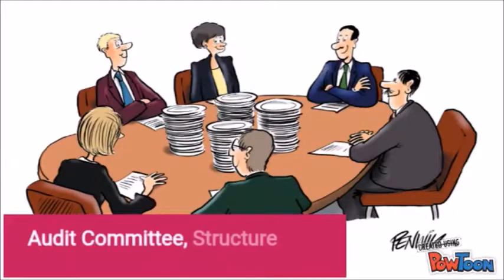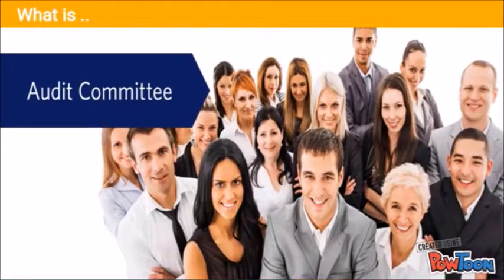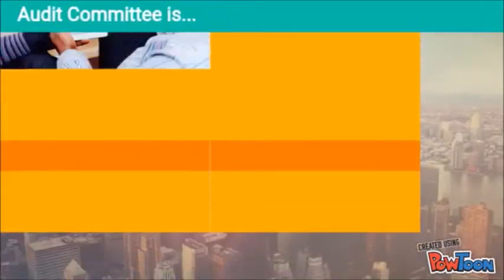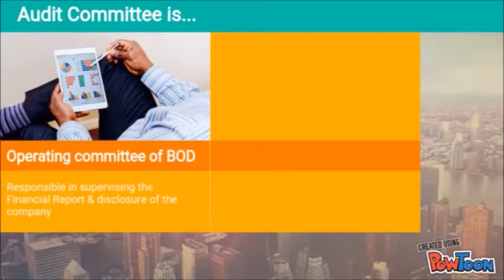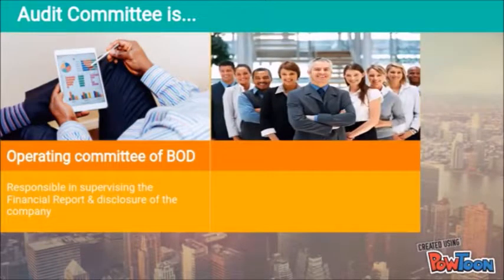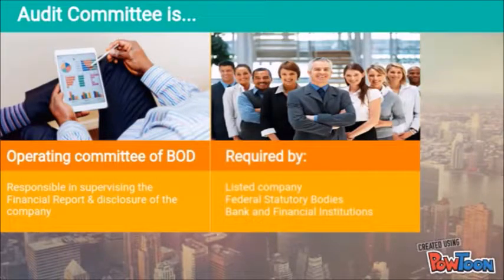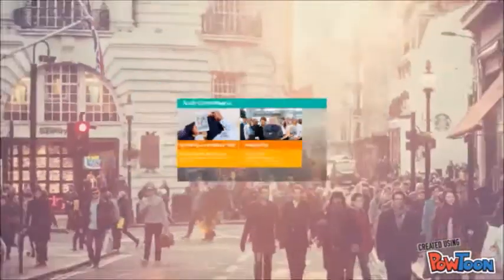Next we move on to the Audit Committee, its structure and roles. First, do you know what an Audit Committee is? An Audit Committee is an operating committee that is in charge of overseeing the financial reporting and disclosure of the company. They are normally required in all listed companies, federal statutory bodies, banks and financial institutions.